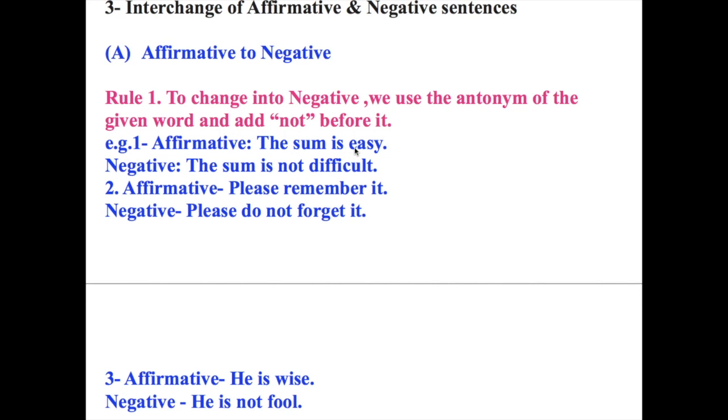So that is why, children, while you are doing these sentences you will have to take care that you should put not before the antonym of the word. Like the antonym of easy is difficult. So the answer is: this sum is not difficult. Then see another sentence: please remember it. So the negative is: please do not forget it. The third sentence: he is wise. So your answer is: he is not foolish.